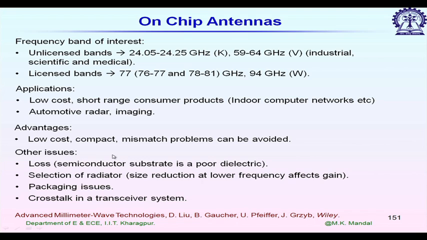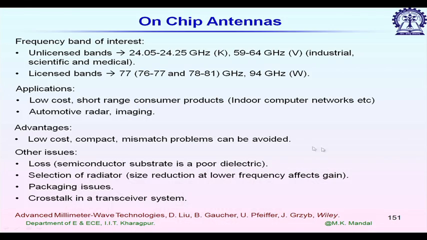Some other issues, already we know that semiconductor substrate has some sigma part. So, we can't use semiconductor substrate as dielectric slab to realize the antenna structure. Not only that, semiconductor substrate has high epsilon r, so there will be surface wave generation which we can't avoid. Some other problems, selection of radiators. We know different types of antenna structure like dipole antenna, loop antenna, rectangular patch antenna. Then what type of radiator should we choose? We have to choose it very carefully for a given scenario.